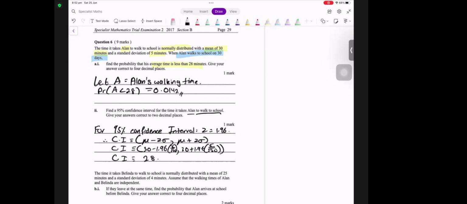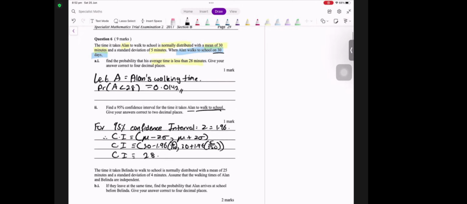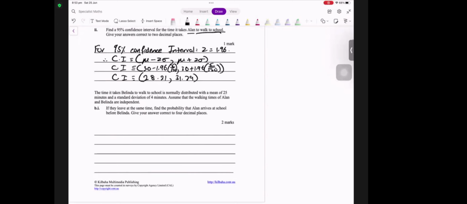I didn't read the question properly, but basically, if Alan is walking to school on one day, then out of the 30 days he's walking on one day. So out of 30 days as a sample, you're looking at what the interval will be for when he's walking to school. So you do get 28.21 to 31.79. This is all CAS questions, by the way. So I hope you knew that. And here you look at the time it takes.